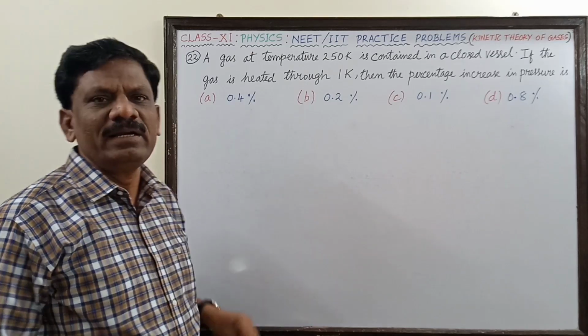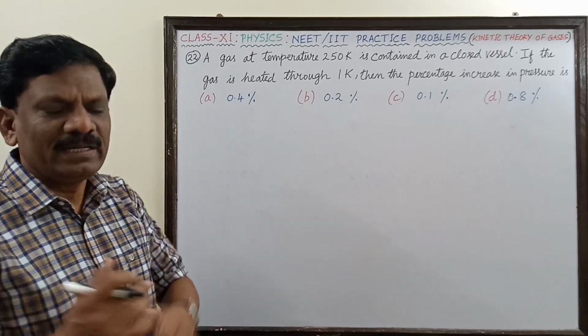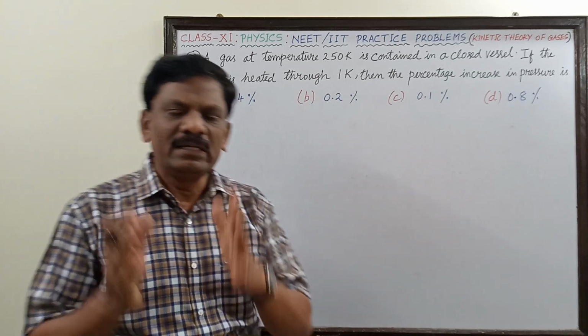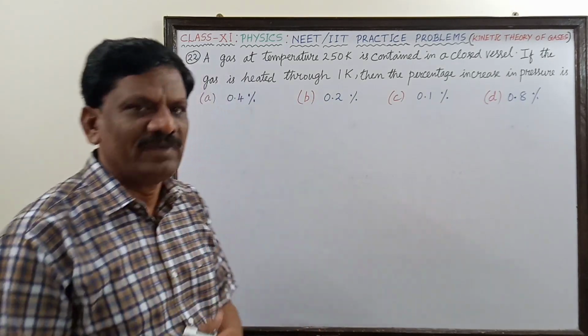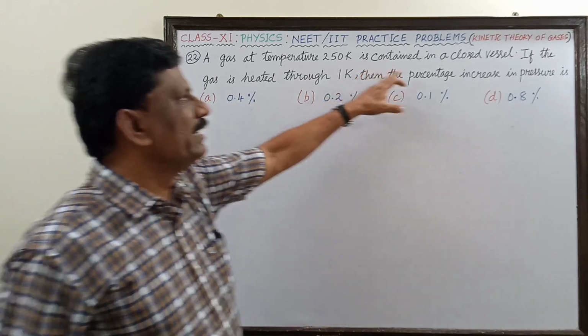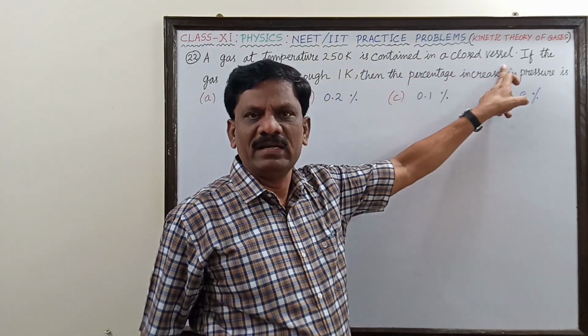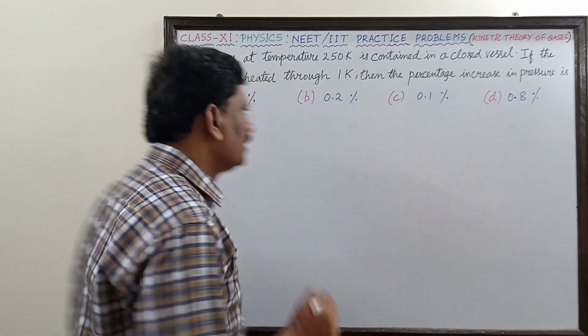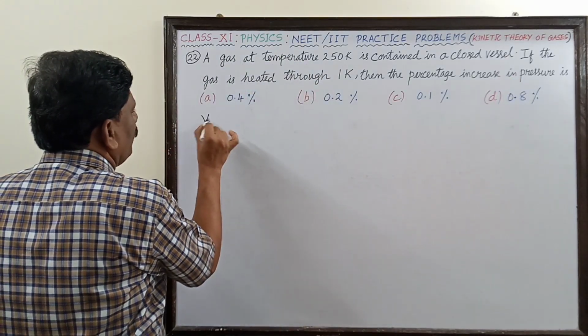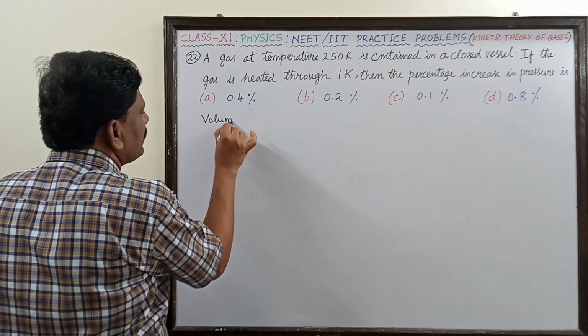Now, if you read the problem again and again, what are all the given informations you have to understand. First of all, my dear students, it is given a closed vessel, is it not? That means volume is constant. So, volume V is constant.